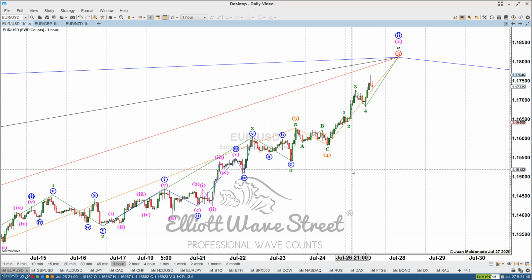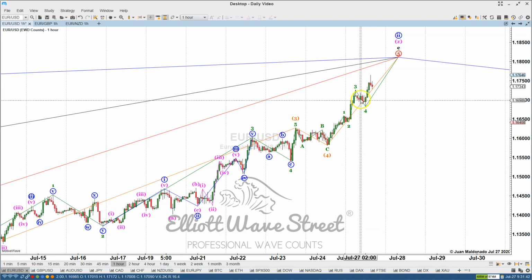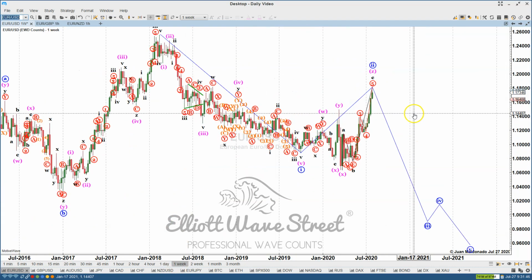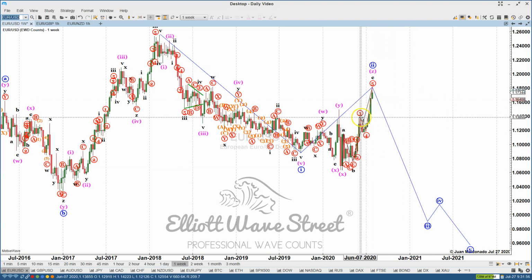Here we have the euro. The euro started to climb last week. We were talking about the possibility of having the price crossing the 115 area. And in that case, the euro could go higher, and that's the scenario we are seeing.